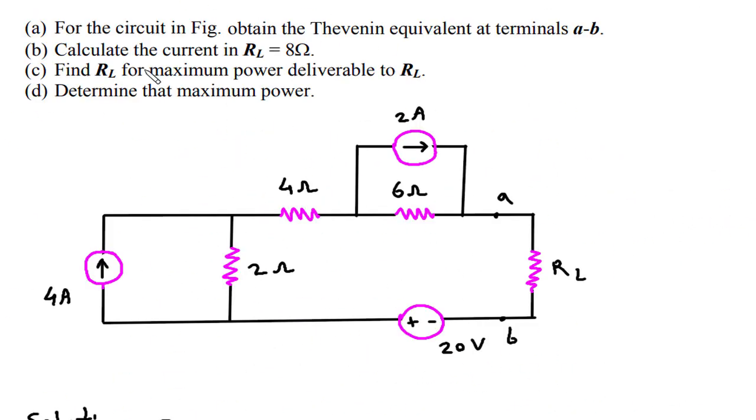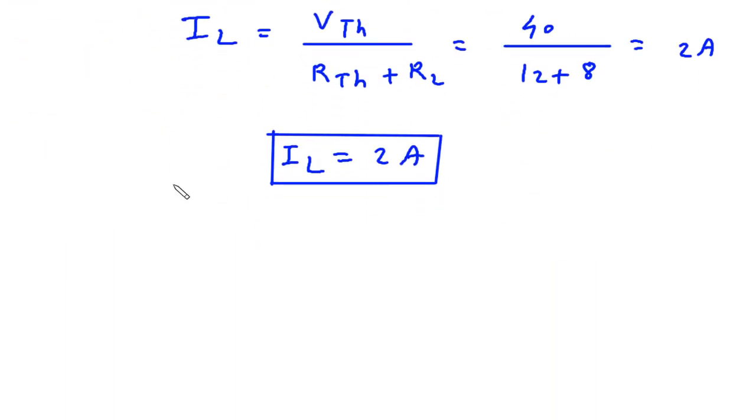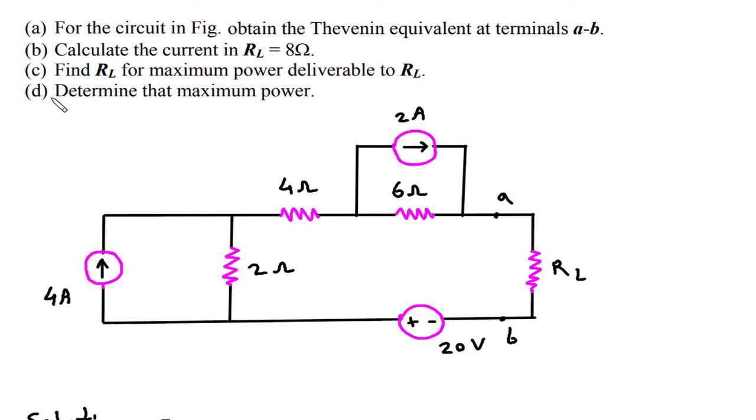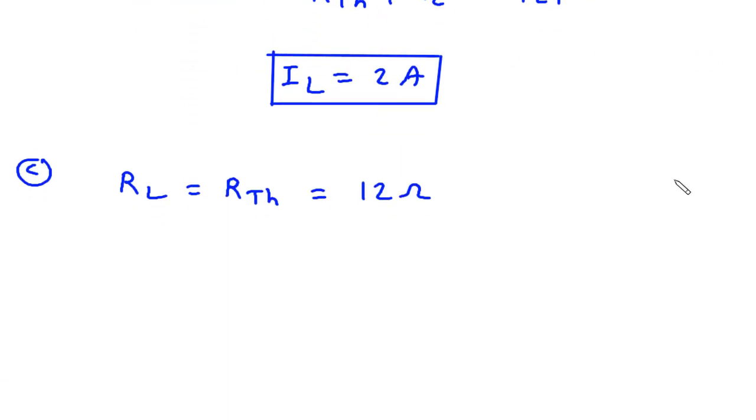Next we have to find RL for maximum power deliverable to RL. So for C, when RL is equal to RTh, so it will be 12 ohm. This is the condition for maximum power transfer. Next we have to determine that maximum power. So Pmax is equal to VTh square by 4 RTh.